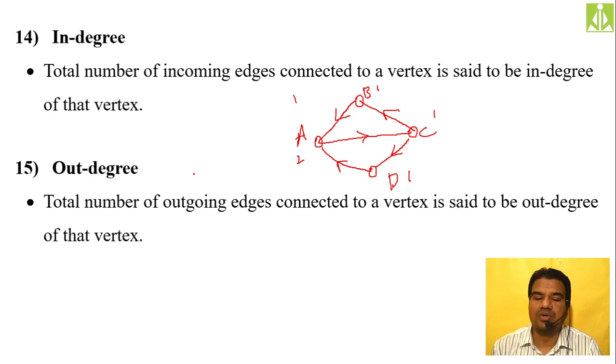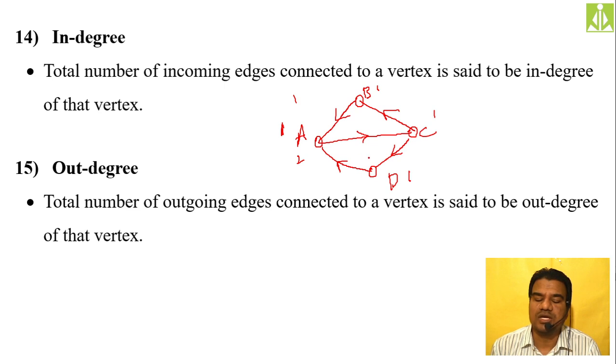So now out degree. Out degree is nothing but the edges which are going out of a particular vertex. The outgoing edges connected to a vertex is said to be the out degree of that particular vertex. So now suppose you consider vertex A over here. Vertex A, how many outgoing edges? Only one outgoing edge towards C. So the out degree of A will become only 1.